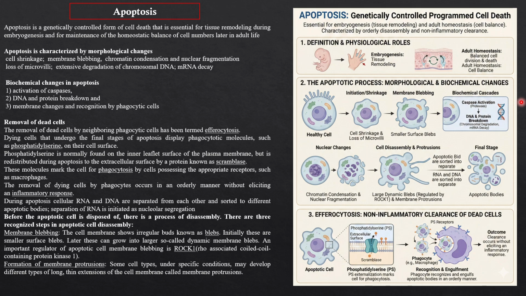Apoptosis is also called programmed cell death, and this slide introduces apoptosis as a controlled and non-inflammatory process, which is essential for development and tissue homeostasis. It maintains the balance between cell proliferation and cell death, ensuring proper tissue function. The apoptotic process begins with cell shrinkage and the loss of surface structures, followed by membrane blebbing, and internally the chromatin condenses and the nucleus fragments. Caspases are activated, leading to the degradation of DNA and cellular proteins.